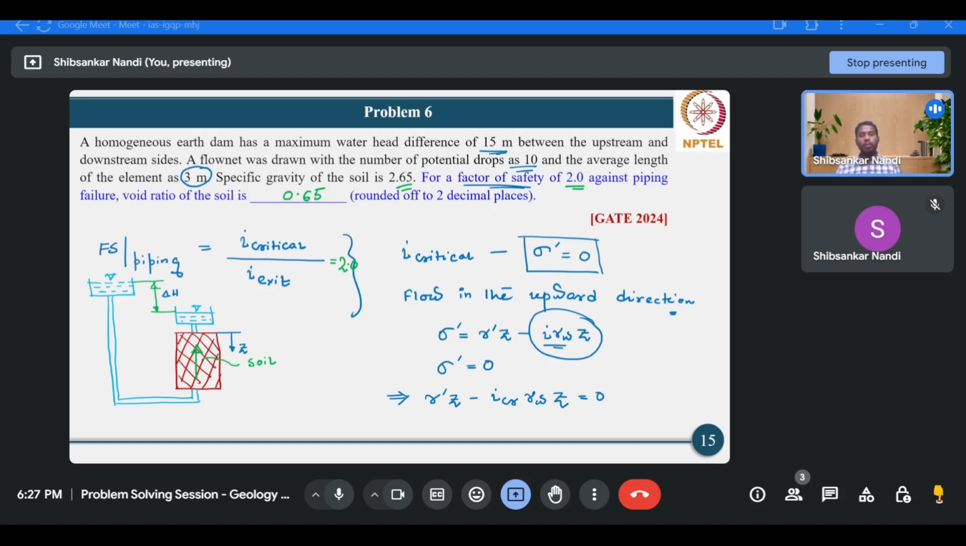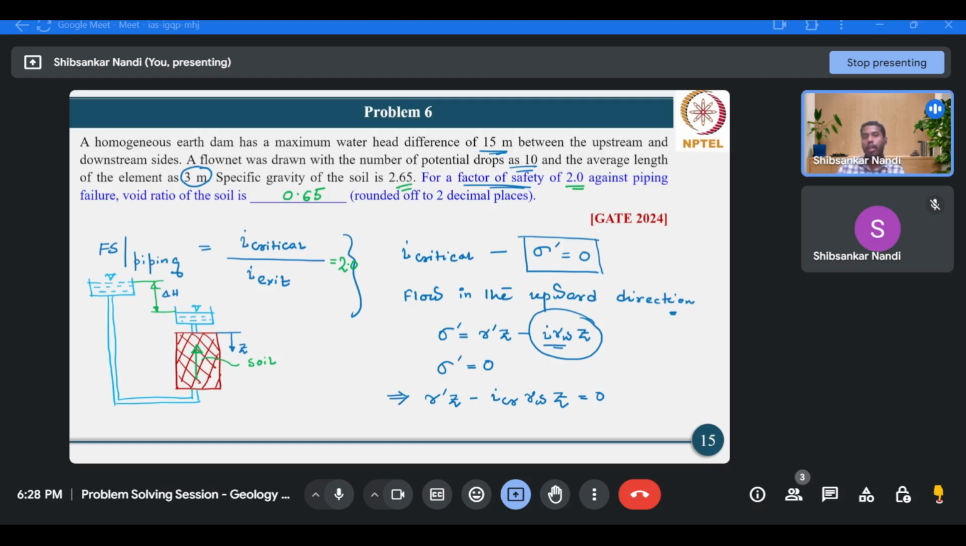So two things we need to know before answering this question. First, the definition of factor of safety against piping, and that is the ratio of critical hydraulic gradient to exit hydraulic gradient. And then we need to know the definitions of critical hydraulic gradient and the exit gradient.